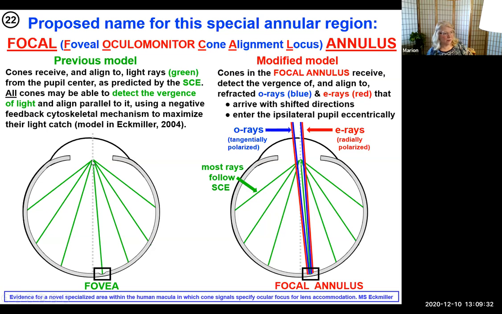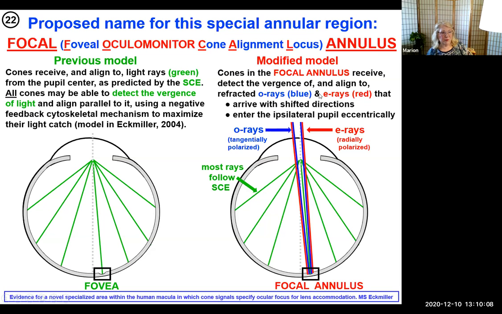Okay, so to recap, the previous model was that all cones are aligned towards the center of the pupil of the eye based on the Stiles-Crawford effect. Some of the cones do not obey that. They get light that has been refracted by the foveal pit here. And these cones are a subset of cones in the fovea. They form the focal annulus. These cones are special in that they receive and detect the divergence of and align to light that has been refracted, light that has been split into O rays, shown in blue, and E rays, shown in red.